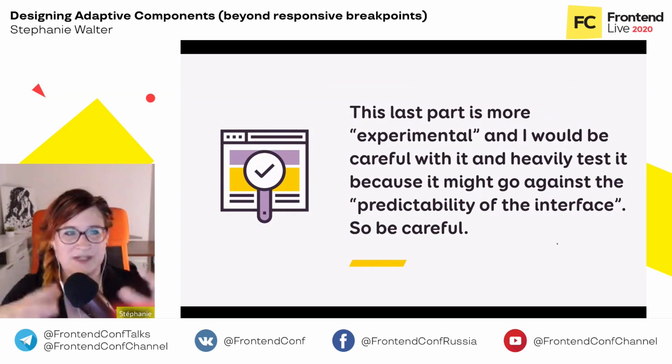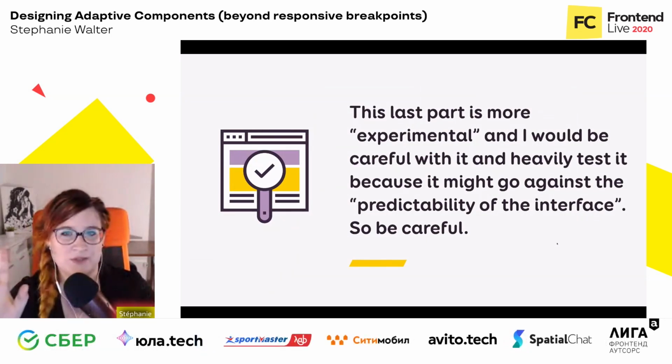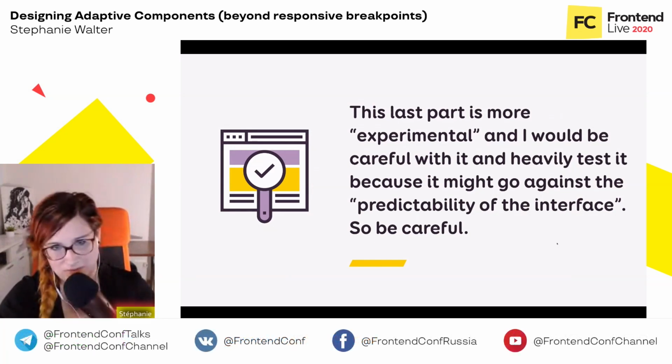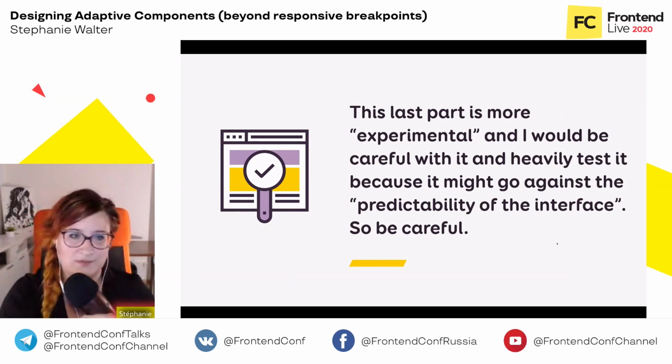So this last part is kind of experimental because it would mean that I change the UI based on user context, which might go against something we call predictability of the interface, which is people get used to having button information, stuff like that, somewhere in the interface. If you change it all the time, it might be a little bit confusing. So be careful with that. I would heavily user test that and see if it's interesting to implement or not.